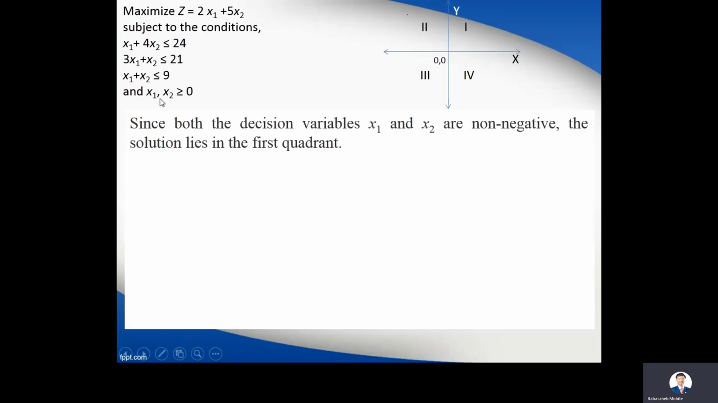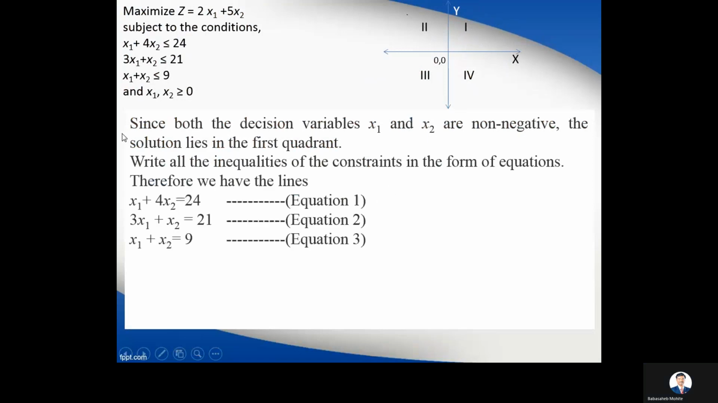So in this example, they have given x1 and x2 greater than or equal to 0, meaning the value of x1 should be greater than or equal to 0 and the value of x2 should be greater than or equal to 0, meaning both values are positive. So this graph must lie in the first quadrant. Since both decision variables x1 and x2 are non-negative, the solution lies in the first quadrant. So we have identified that my graph lies in the first quadrant.